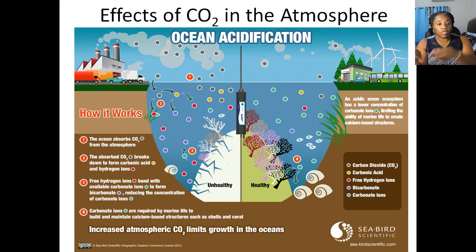Just think about ponds and lakes, but focus on the ocean floor. Once carbon dioxide mixes with hydrogens inside of water, you get something called carbonic acid. That carbonic acid will change the pH of the water.